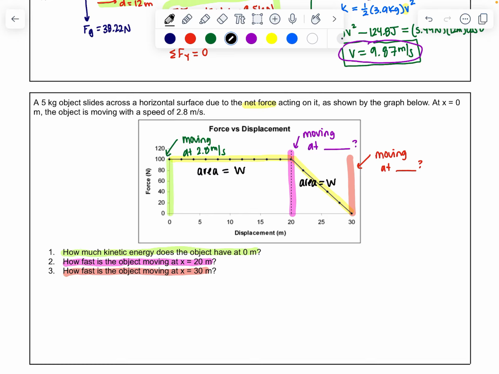All I want you to do right now is pause and go ahead and calculate the areas of these two sections. Calculate for me the work that is done from 0 to 20 meters, and then the work that is done from 20 to 30 meters. Go ahead and pause the video, try it on your own, come back and check your answers in a second.